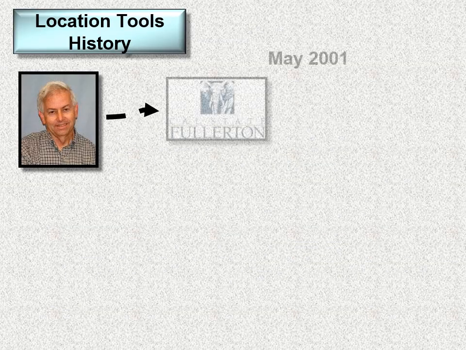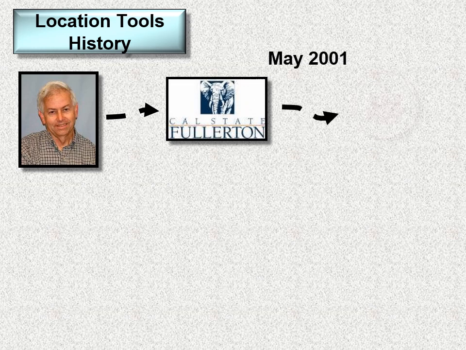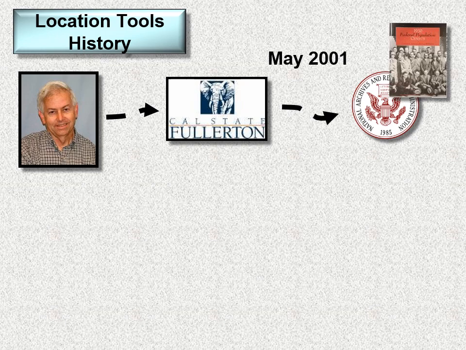So let me give you in a couple of slides an overview of our history. So here I am at Cal State Fullerton in May of 2001. After taking early retirement, I went over to the local National Archive and became a docent helping people. And they told me, there's lots of buzz about it, that the 1930 census was going to be available in April of 2002. And it would be very difficult to find people until a name index was made.